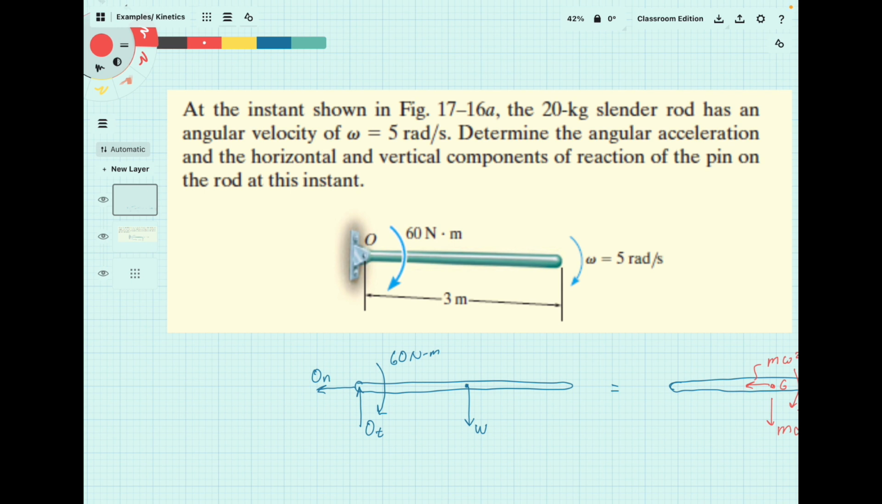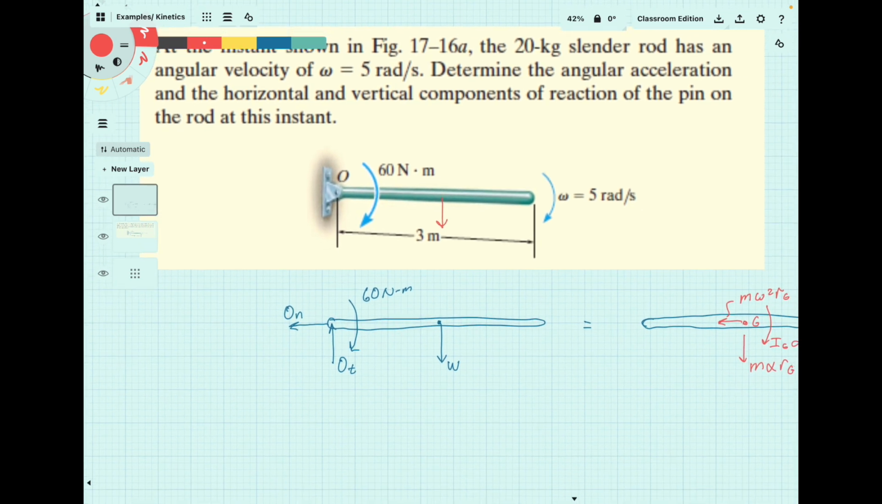All right, this is a pure rotation problem. It's a bar rotating about point O. It is hanging in space, so we will have a gravity component at the CG. It's a uniform bar, so the CG will be at the center. In this case, you do have an applied moment, so that's going to factor into the summation of moments equation of motion. But the rest of the approach is pretty similar to things we've already done.